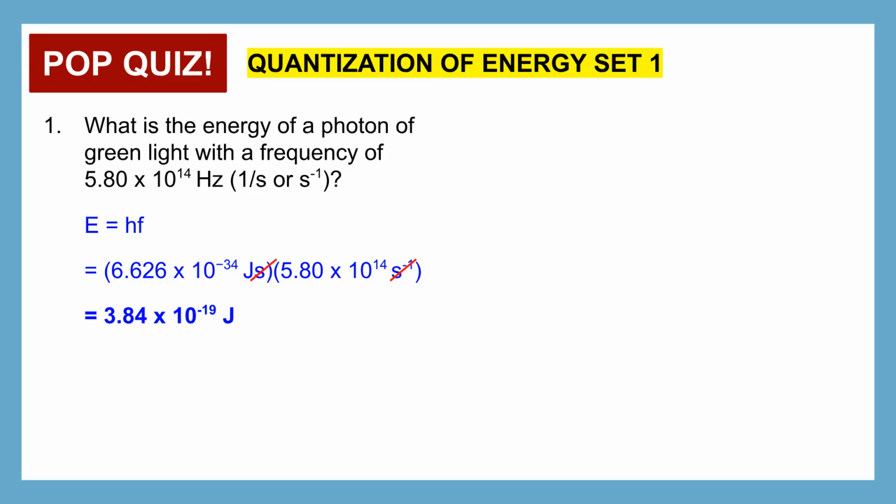The equation E equals hf shows that photon energy is directly proportional to wave frequency. For green light with a frequency of 5.80 times 10 to the 14th Hz, we find an energy of 3.84 times 10 to the negative 19th joules.